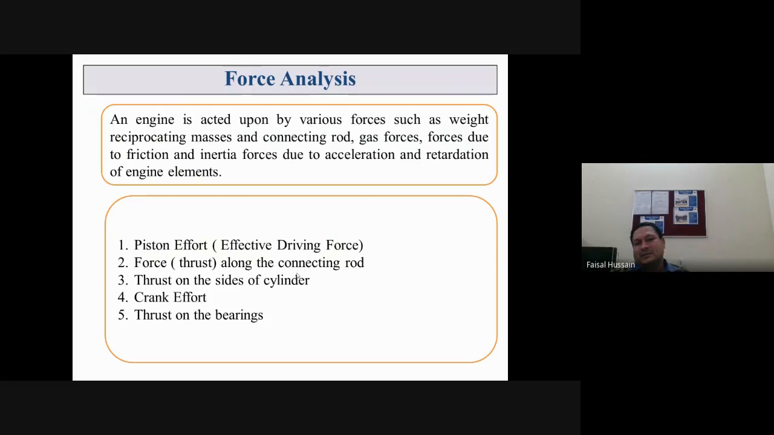Now let us move to the force analysis. In force analysis, generally, in a reciprocating steam engine, there are various forces which have to be considered because all these forces and weights act on the engine. The various forces acting on the engine may be the weight of the reciprocating masses, the weight of the connecting rod, the gas forces, forces due to friction, and similarly inertia forces due to the acceleration and retardation of the engine elements. So there are various reasons through which a number of forces act on the engine.